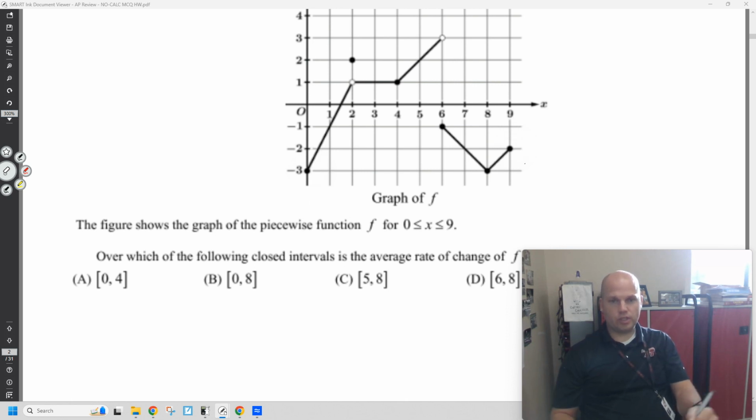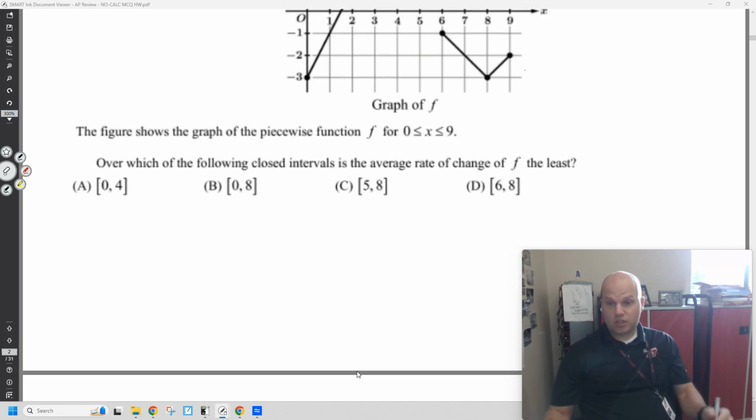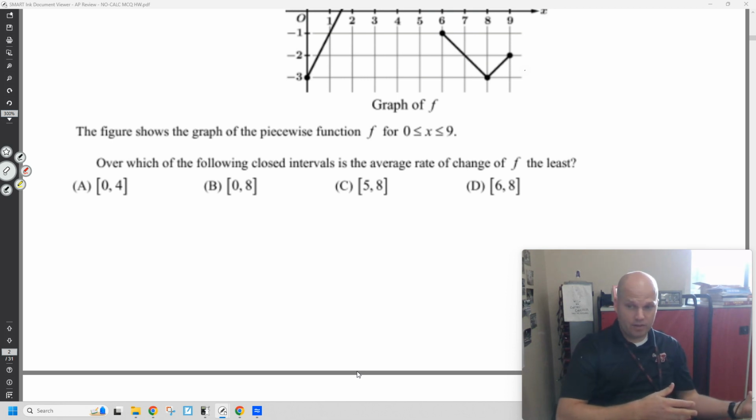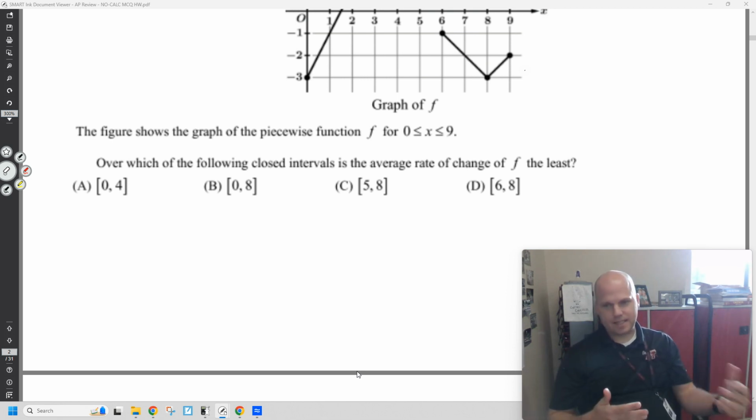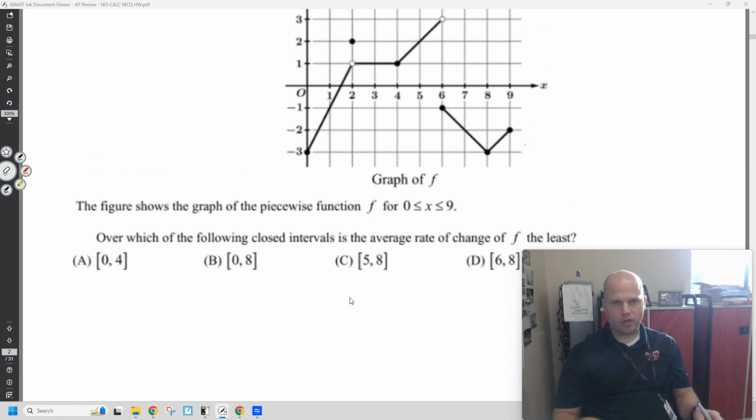When is the average rate of change the least? The least would be the smallest positive value or the biggest negative value, right? -5 is less than -1 or 1. So keep that in mind. So we just got to calculate all the rates of change from 0 to 4.